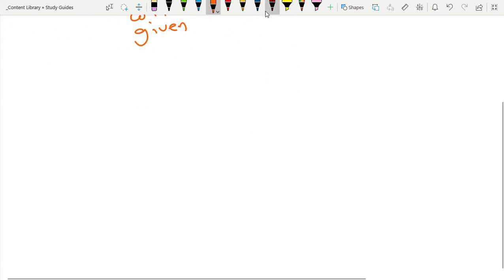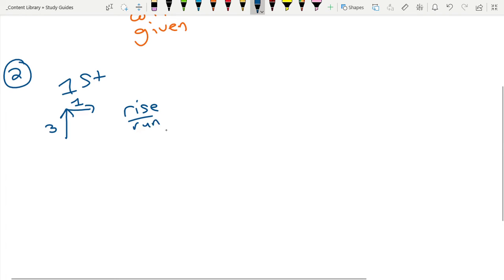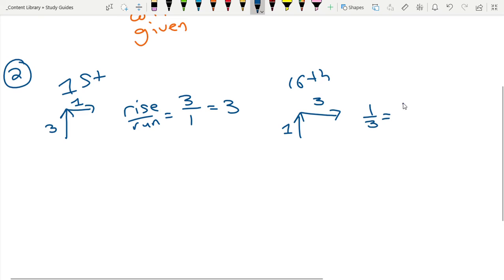All right, on number 2. Number 2 here is asking us, they give us some information, so you're going to have to read it on your own, but they want to know which will be more difficult for Steve to run up. So First Avenue has you going up 3, and then going horizontal 1. So if we're talking about slope, which is rise over run, that would be a slope of 3 over 1, which is equal to 3. 16th Avenue has you going up 1 and over 3. So if we're doing slope, which again is rise over run, that would be 1 over 3, which is 1/3.